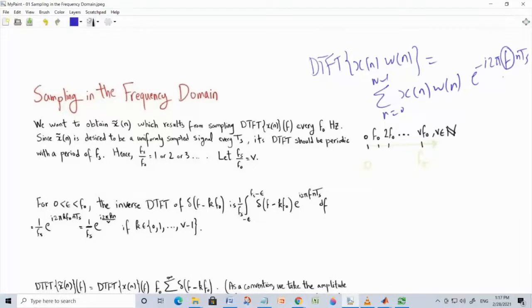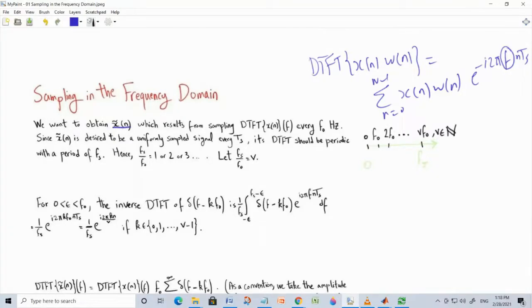Like discretization in time, we now have to compute or care about the spectrum at specific frequencies. We need to sample the spectrum. By doing this, we will have a finite number of samples in the time domain and a finite number of samples in the frequency domain, and those are manageable. You can play with them, do processing, transmit them, store them, and so on. So the idea now is how to sample in the frequency domain.